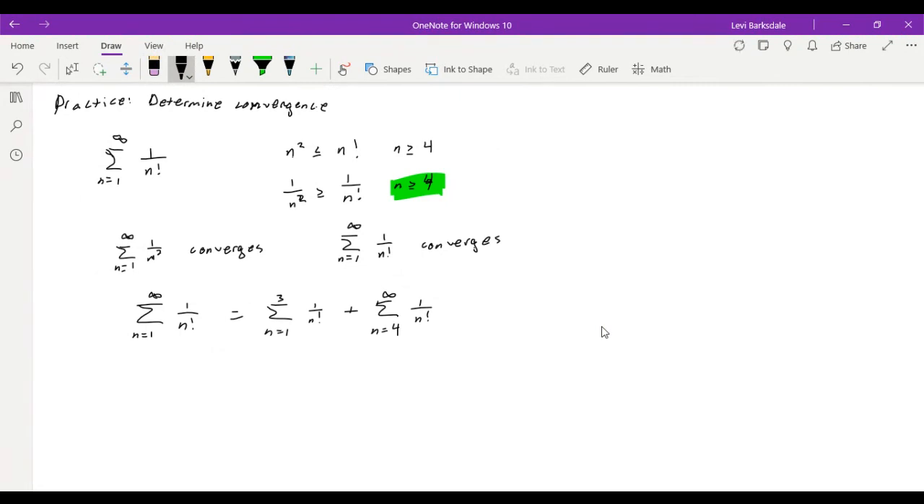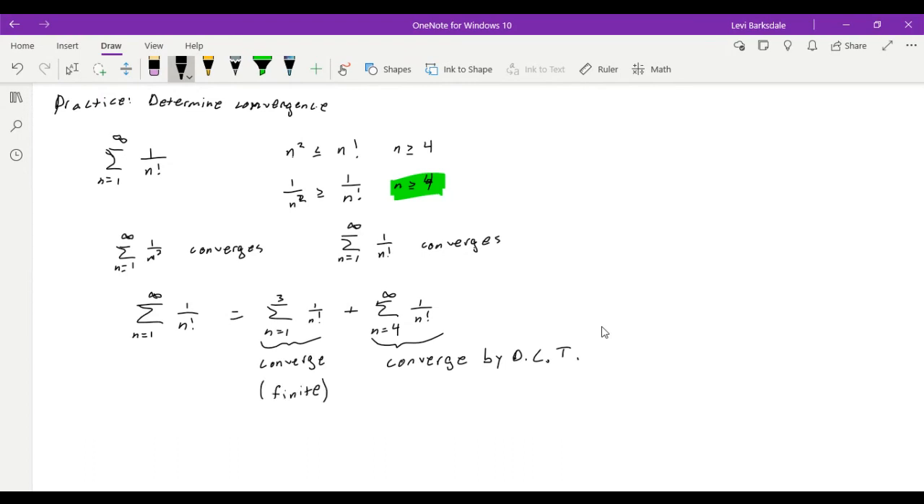And we know that this part here must converge by the direct comparison test to 1 over n squared, because this 1 over n squared is always bigger than 1 over n factorial on this whole series. And we know that this little series must also converge because it's a finite sum. It's just 1 over 1 factorial plus 1 over 2 factorial plus 1 over 3 factorial. And we know that that converges to a real number.